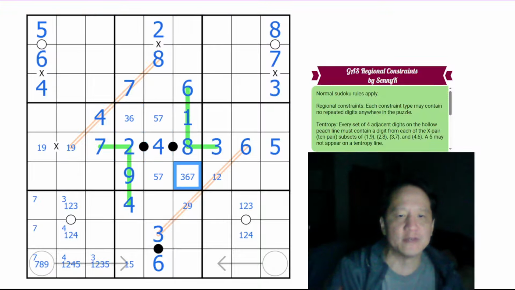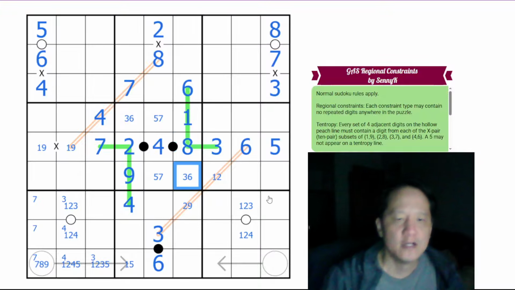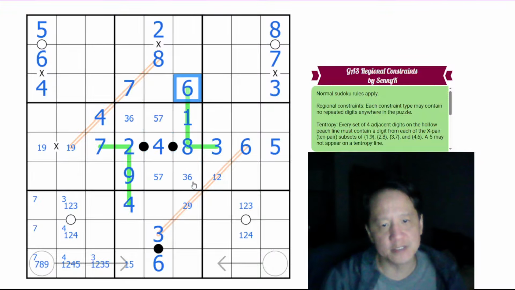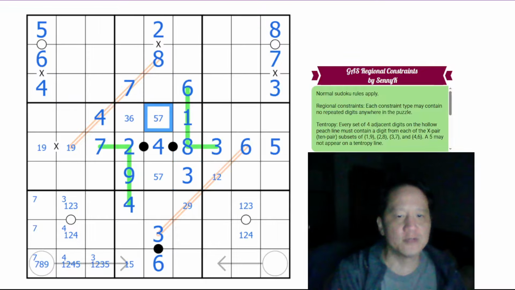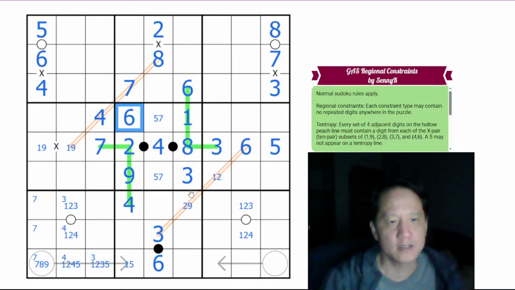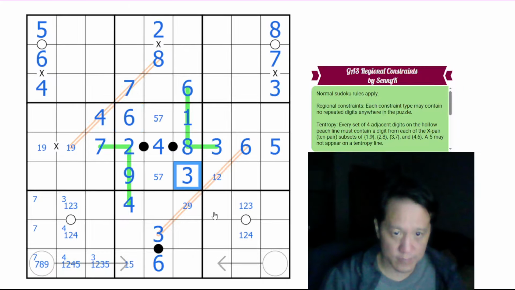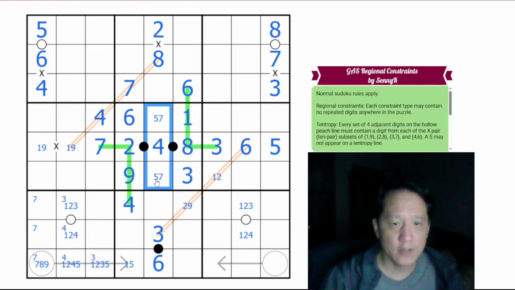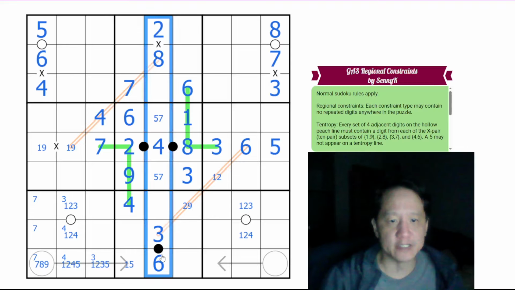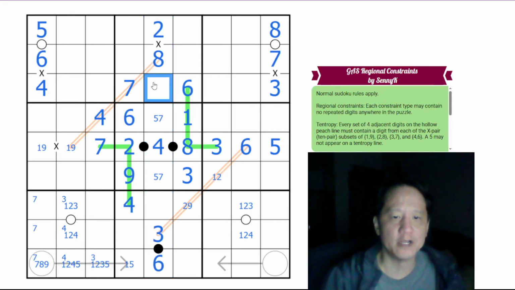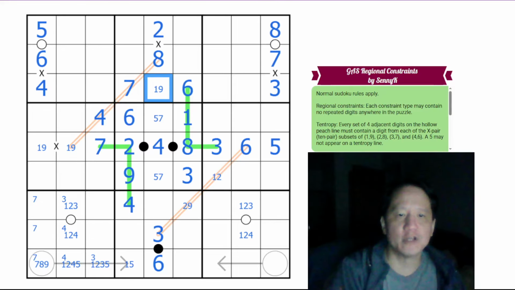Which eliminates 5 and 7 in the rest of the box. So this can't be 5 or 7. This 6 eliminates 6 here, so this is 3, which means this can't be 3. That's 6. Okay. That means the remaining digits in column 5 have to be 1 and 9. So we have 1 and 9 here, 1 and 9 here.